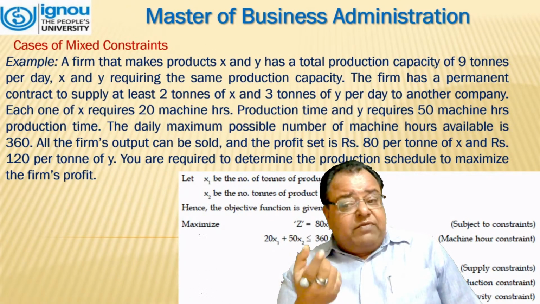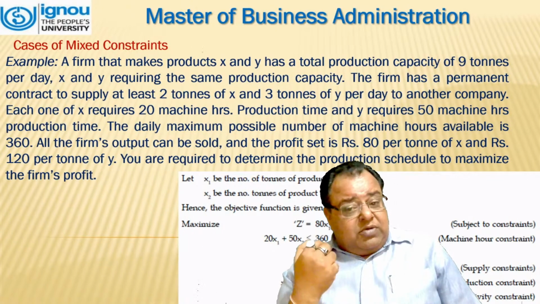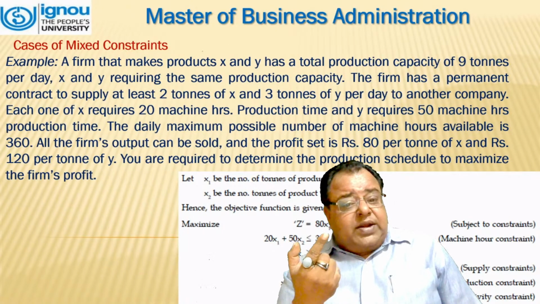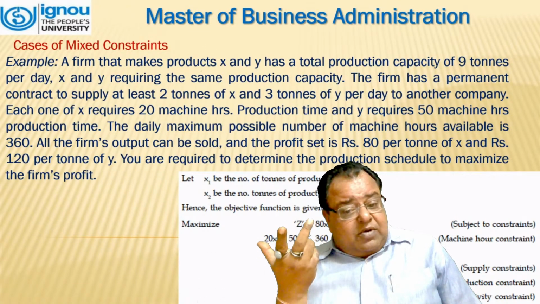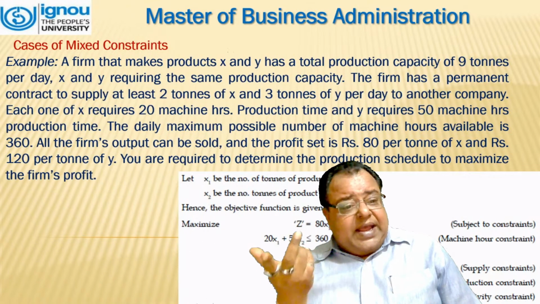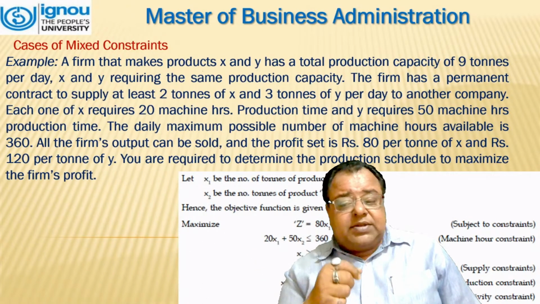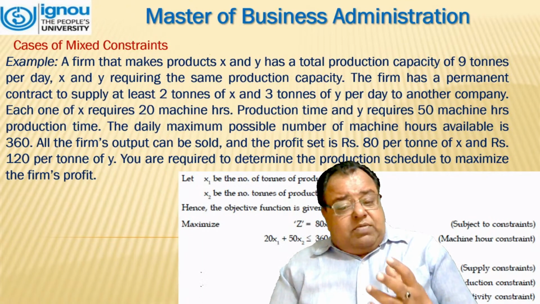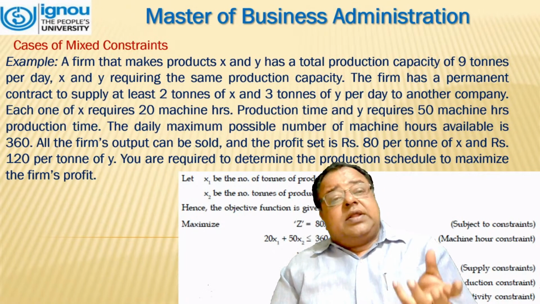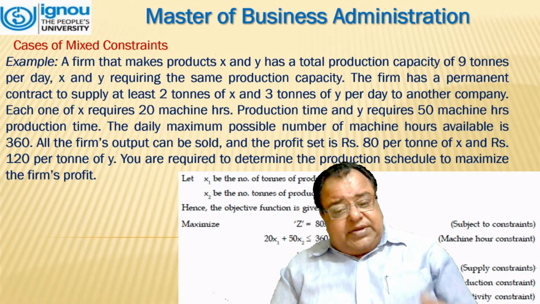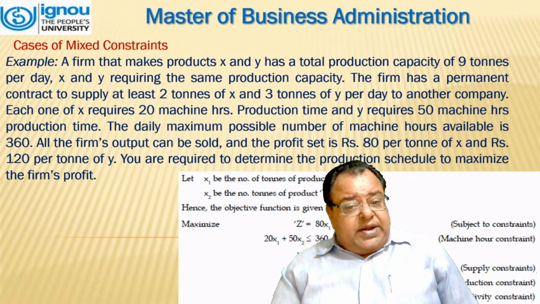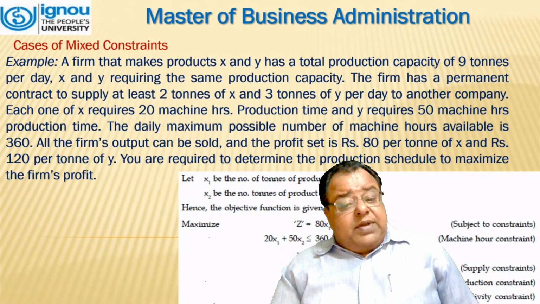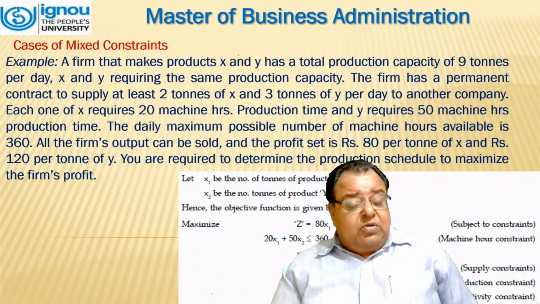What is the objective function? We have to maximize the total profit, where the profit is 80 per ton for X and 120 per ton for Y. So that means Z will be equal to 80x1 plus 120x2. This is subject to the different constraints. Going back to the problem, we have the machine hour constraint, that is 20x1 plus 50x2 should be less than or equal to 360.